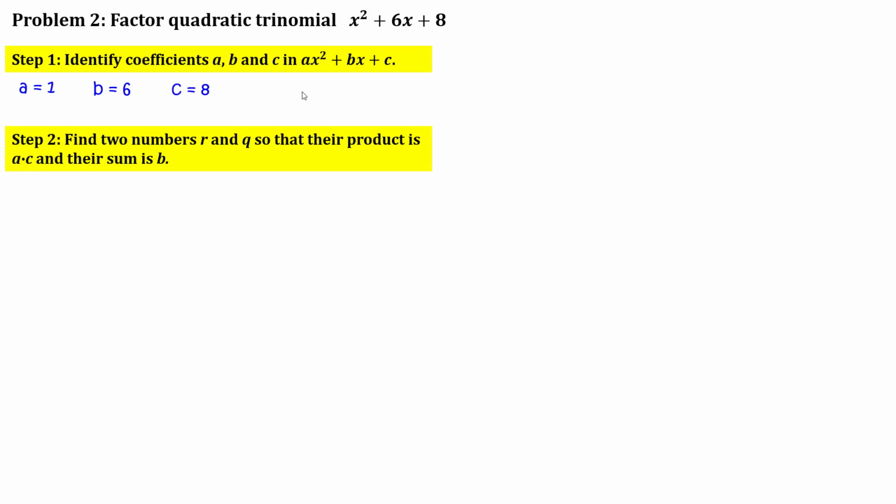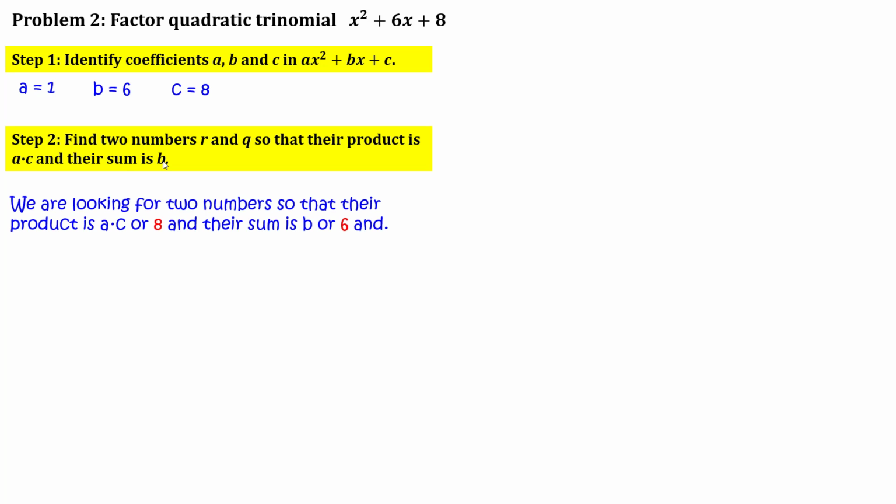Okay? So the next step, step 2, is find two numbers, r and q, so their product is a times c and their sum is b. So you're looking for two numbers so that their product, or when you multiply them, you get ac, or 1 times 8, or 8, and their sum, or when you add them, you get b, or 6.